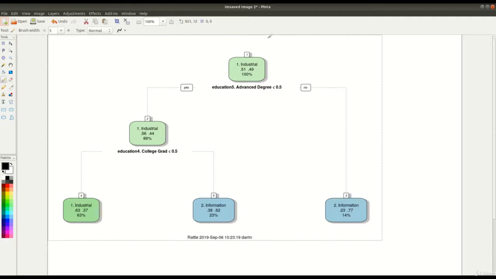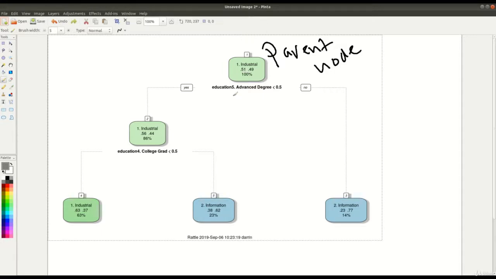So at the top you kind of have the parent node. We've talked about this before, the parent node. And so you can see that every node has a name. So industrial here, industrial again, information. How that name is determined is based on what is the majority in that node. So to make this as clear and as simple as possible, this first node is called industrial because if you look really close, 51% is classified as industrial, 49% is classified as information. Since industrial is the majority, that is why this node is called industrial.